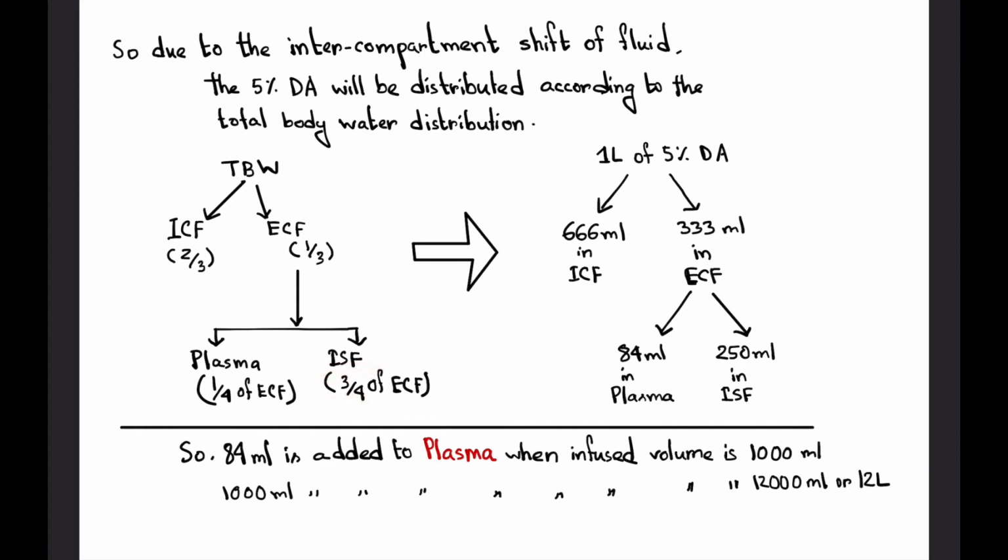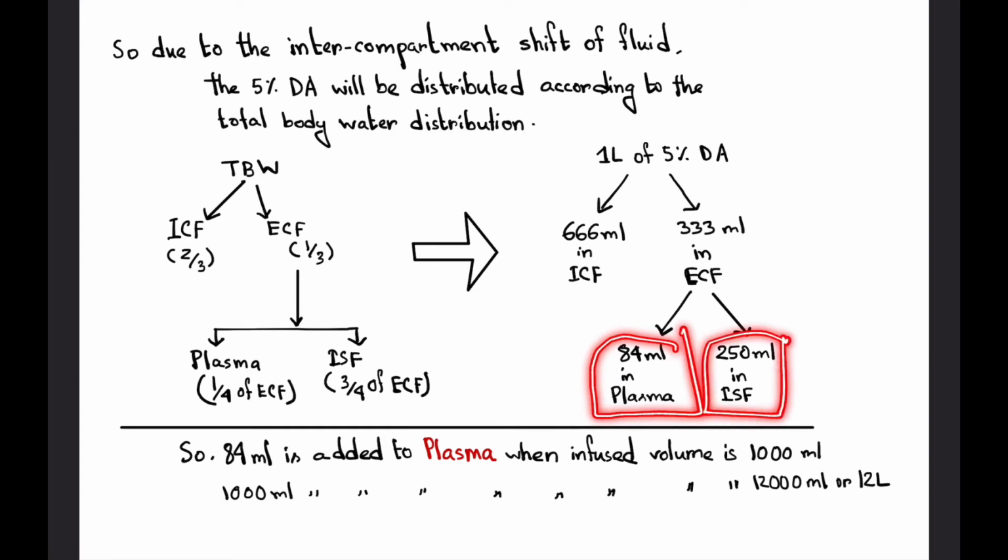Now, if you infuse a patient with 1 liter of 5% DA, or 1000 ml of 5% DA, 2/3 will stay in the ICF, as we said. So 666 ml will go into the intracellular compartment, or the ICF, and the 1/3 will remain in the ECF. That 1/3 of 1000 ml is approximately 333 ml. Of this ECF volume, 84 ml stays in the plasma and 250 ml goes into the interstitial fluid.